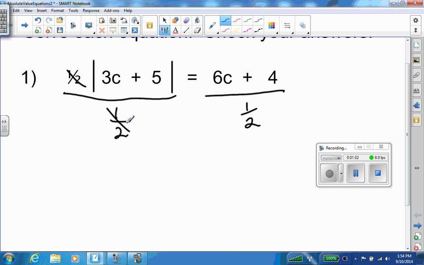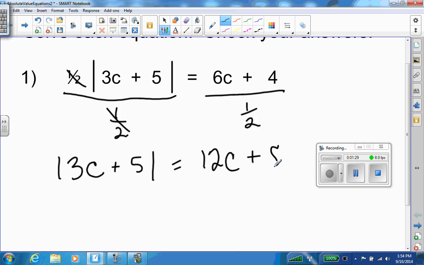That will cancel that fraction, so we isolate the left-hand side of the equation to the absolute value of 3c plus 5 equals, and we're going to actually divide each part by 1/2. So 6c divided by 1/2, well, that's actually the same thing as multiplication by 2. That's 12c. And 4 divided by 1/2, same thing as multiplication by 2. That's 8. So we have now isolated the absolute value bars.